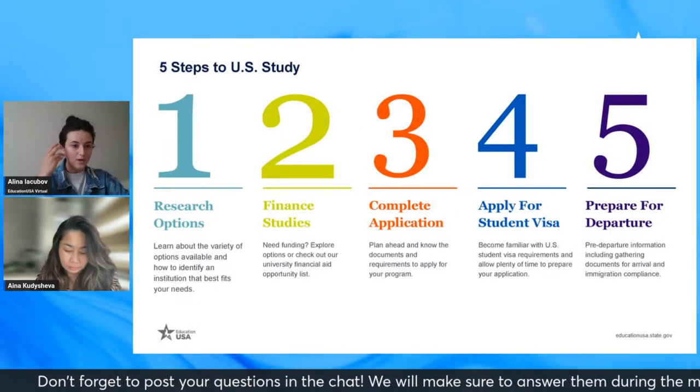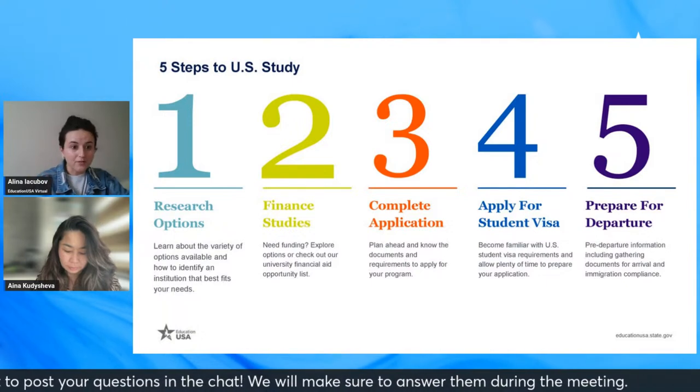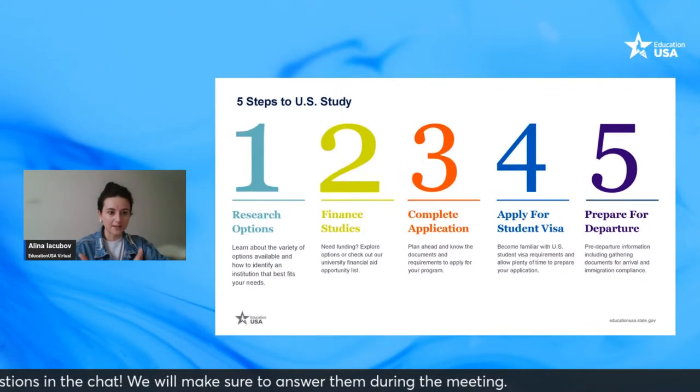Okay, so you need to know that when you are preparing for your application process, there are 5 steps that you need to consider.